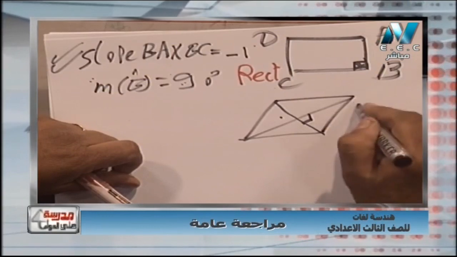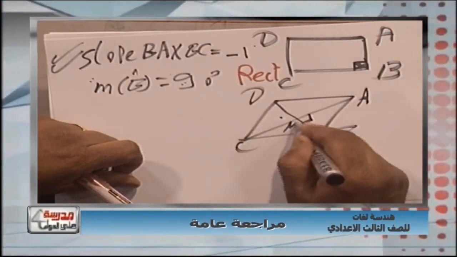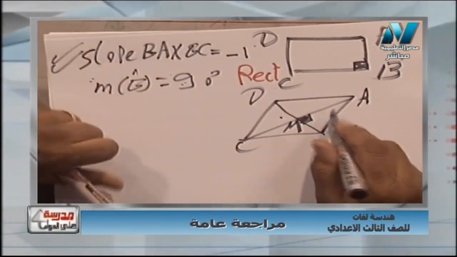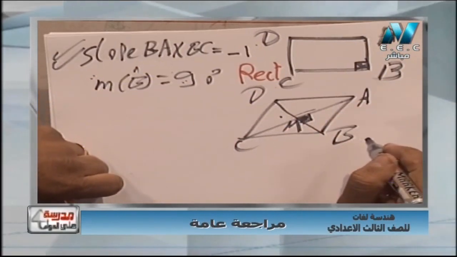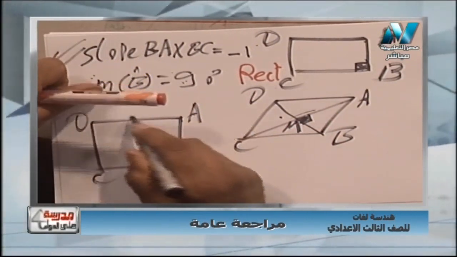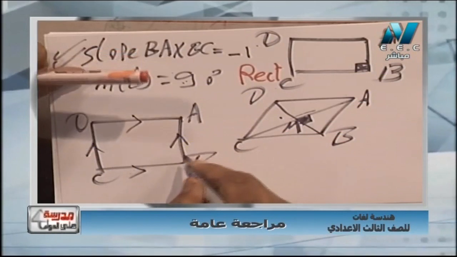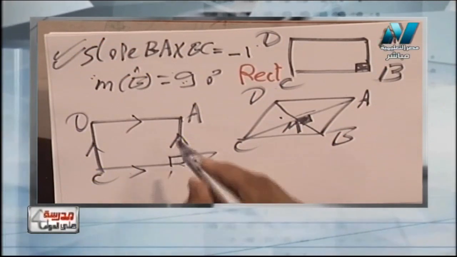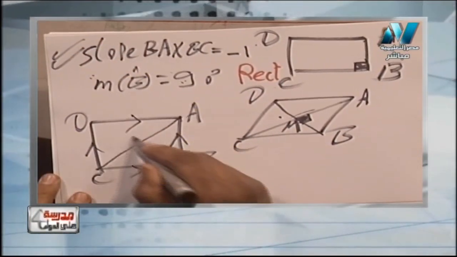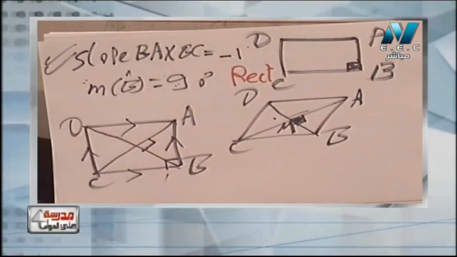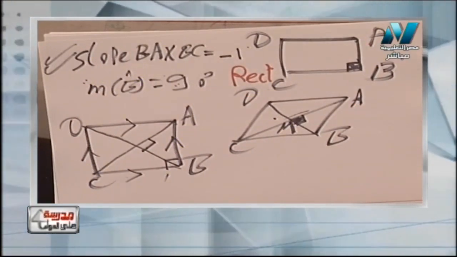Of course, in a rhombus, A, B, C, D is rhombus, we have diagonals perpendicular to each other. And the square means A, B, C, D, all opposite sides parallel, if the slopes are equal, and the two adjacent sides perpendicular by using slope AB and BC equal negative 1, and also slope of AC and BD perpendicular, then negative 1. The most important one is axis of symmetry.